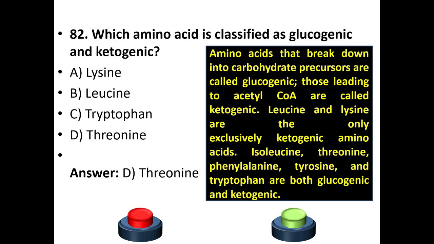Amino acids that break down into carbohydrate precursors are called glucogenic. Those leading to acetyl coenzyme A are called ketogenic. Leucine and lysine are the only exclusively ketogenic amino acids. Isoleucine, threonine, phenylalanine, tyrosine, and tryptophan are both glucogenic and ketogenic.